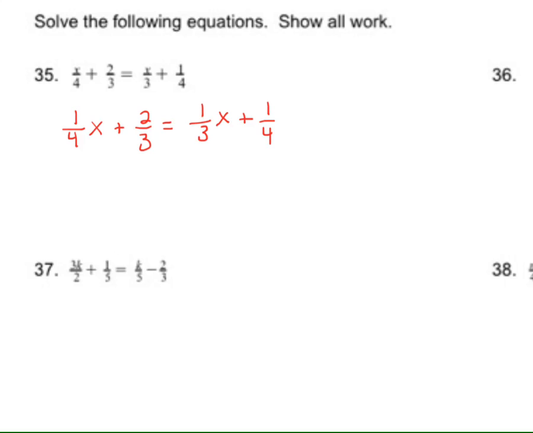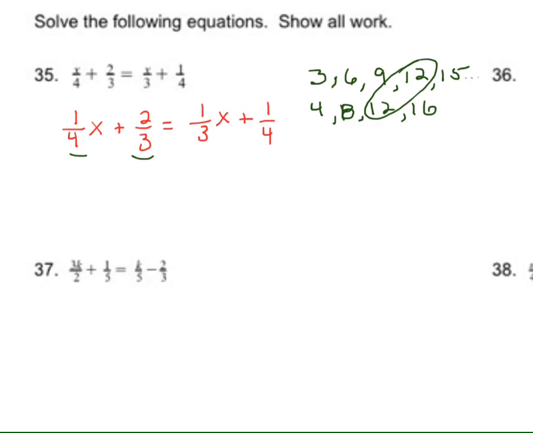Okay, in this case we've got two different denominators, a 3 and a 4. So if we think about the multiples of 3, there's 3, 6, 9, 12, 15, etc. And we think about the multiples of 4, we go 4, 8, 12, 16. This 12 right here, that's your LCM, your least common multiple or lowest common multiple.